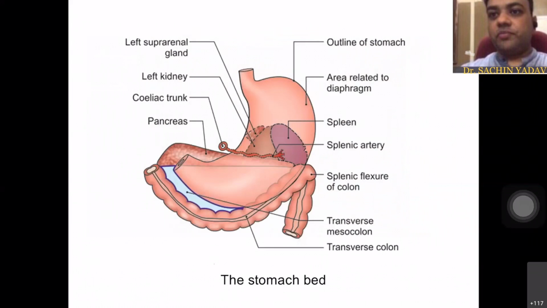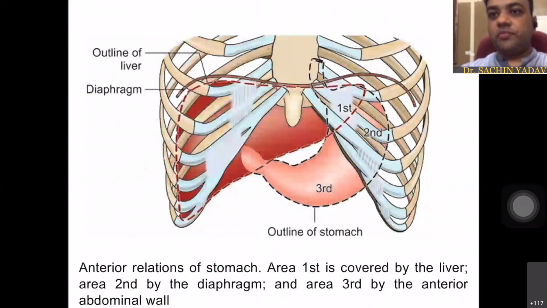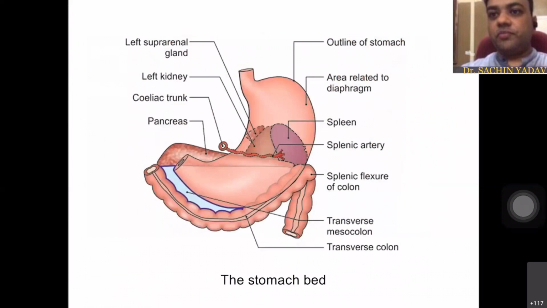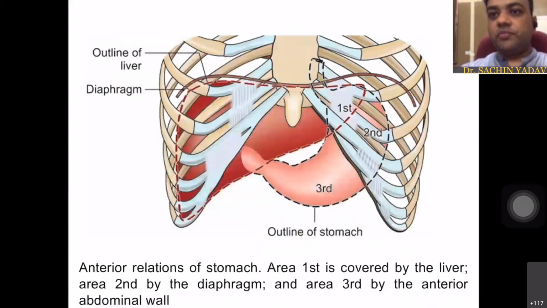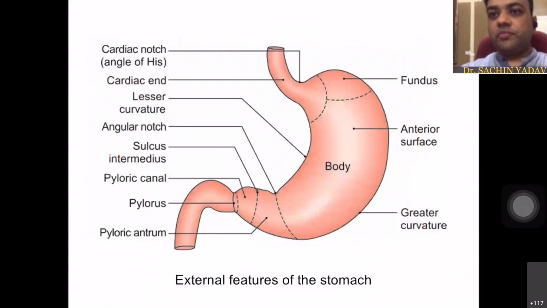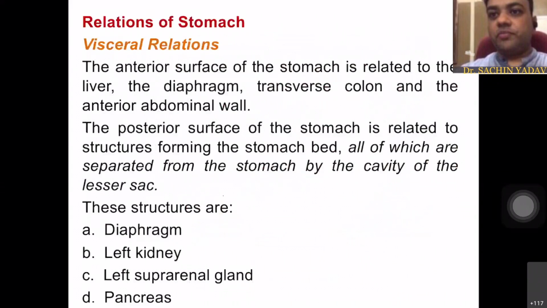Fine. So this was the anterior relation. This was the posterior relation here. You can see, not shown here, but the large intestine, the transverse colon, also comes into relation with the anterior surface of the stomach.